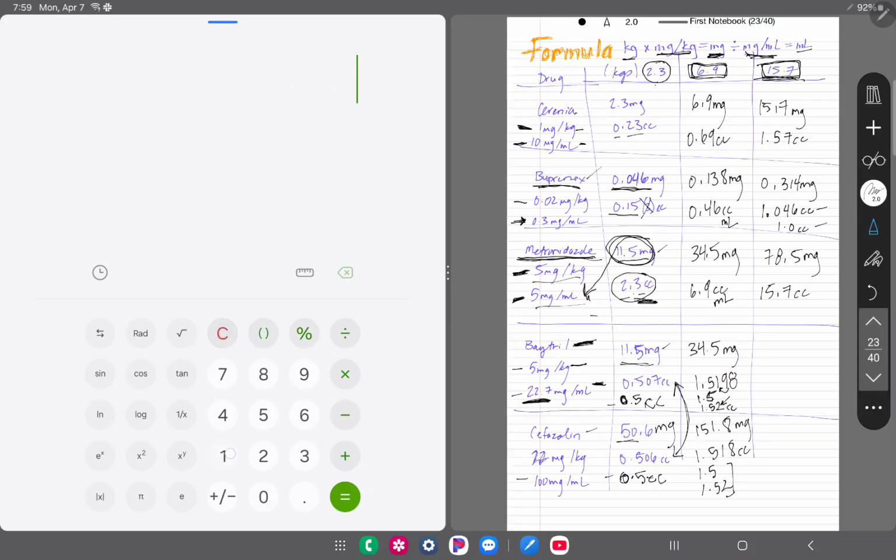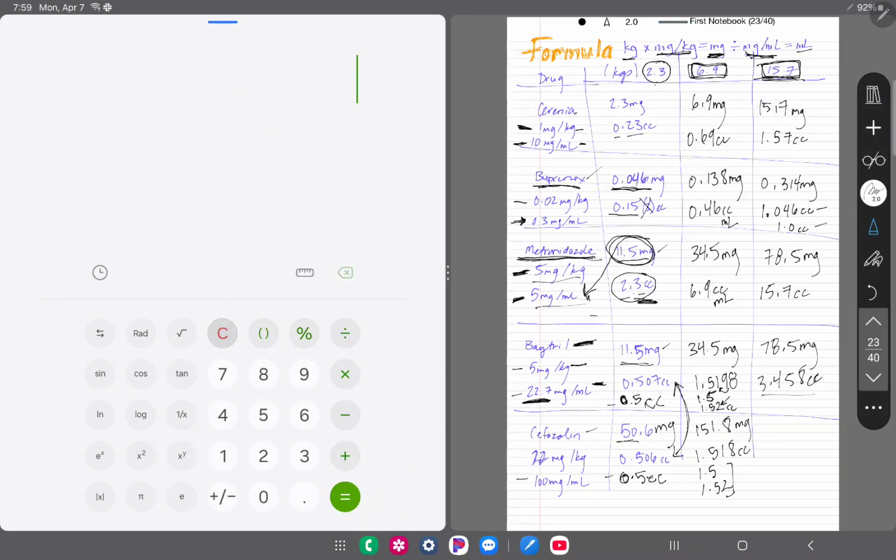Baytril, 15.7 times 5, 78.5 mg, divided by 22.7, 3.458 cc's. Again, rounding.